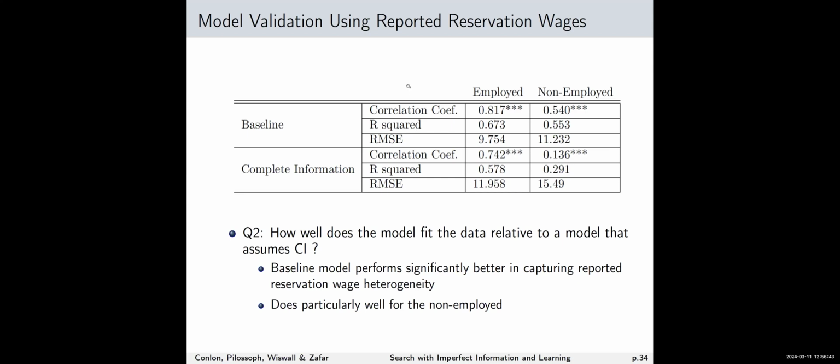And we're looking at this correlation between the reported reservation wages in the data and the ones implied by the model. What you should take away from this table is that our model with imperfect information does better. Why? Exactly because if you look in the data, these expectations actually matter a lot for reported reservation wages. So the correlation coefficient is much higher for our model relative to the model with complete information, and especially so for the non-employed, which makes total sense because the reservation wages for the employed are dominated by whatever their current wage is, and that's present in both models.